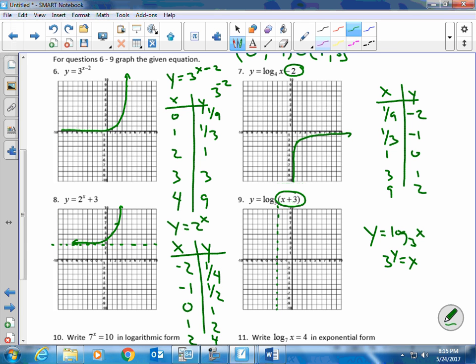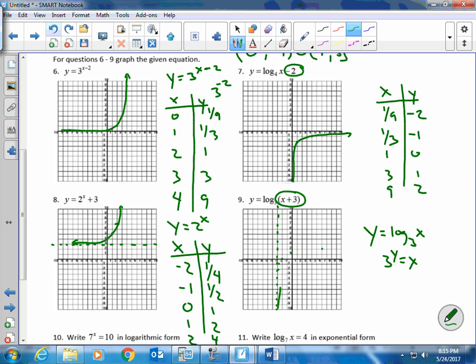Okay? Now, from there, I'm going right 1/9 and down 2. Right 1/3 and down 1. Right 1 and up 0. Right 3 and up 1. To the right 9 and up 2. And my graph comes along the asymptote, curves.